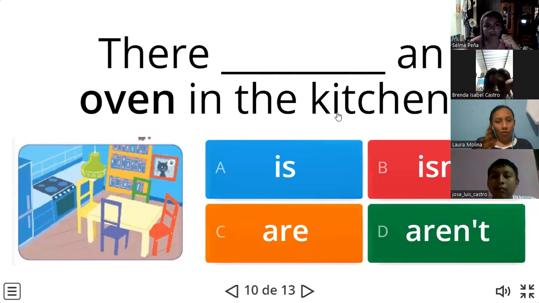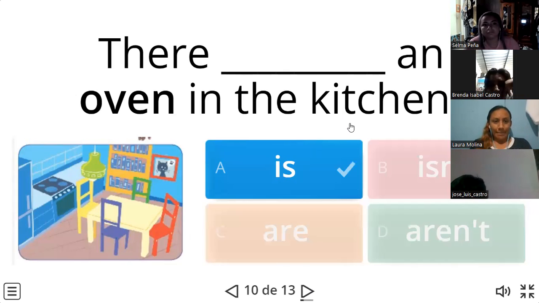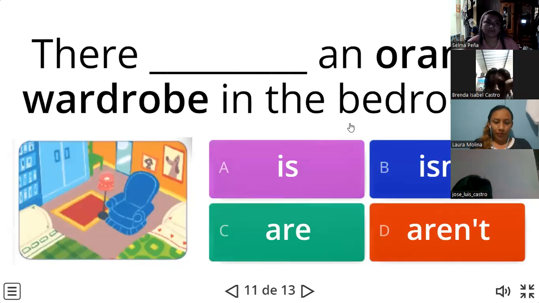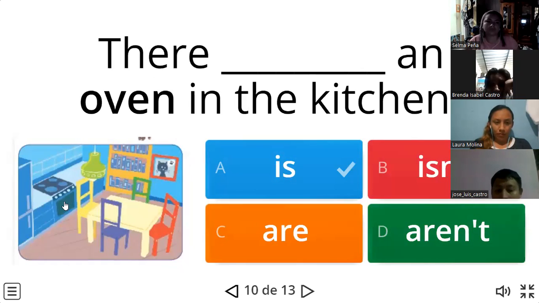Now, this one. There is oven. ¿Qué es oven? What is oven, guys? Okay. Is. Okay. Very nice. Oven. Oven is como el horno. Okay? Es el horno. You see, aquí tiene un horno, right? Horno.